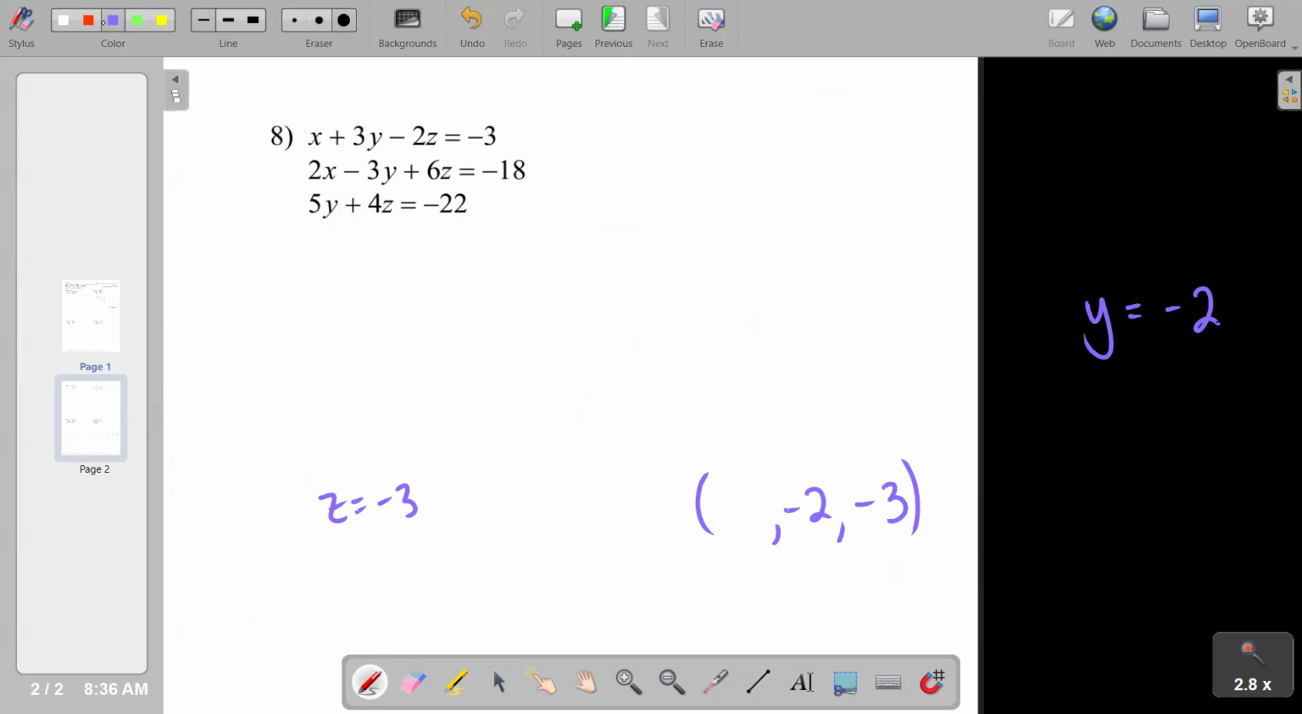I would, yeah. So that top one's going to say x plus 3y, so -6, because it's -2, minus 2z, so +6, which is kind of cool. So those numbers that I just wrote are the result of putting y and z in their homes in the top equation, right? Yeah. And then the -6 and the +6 just cancel, and you're actually just left with x equals -3.